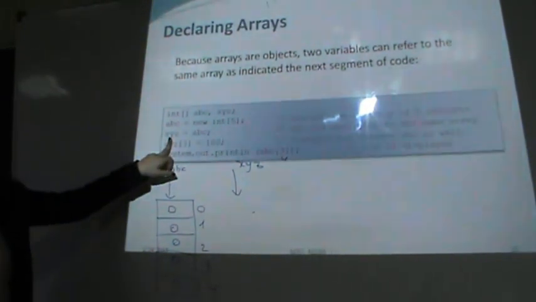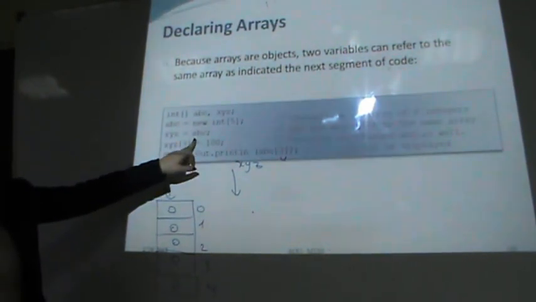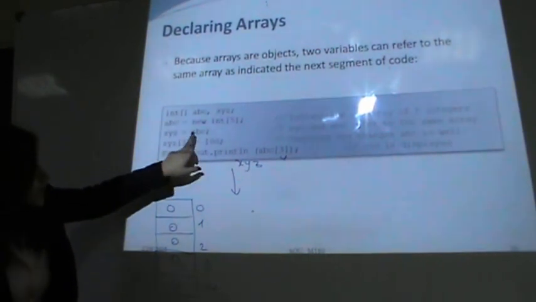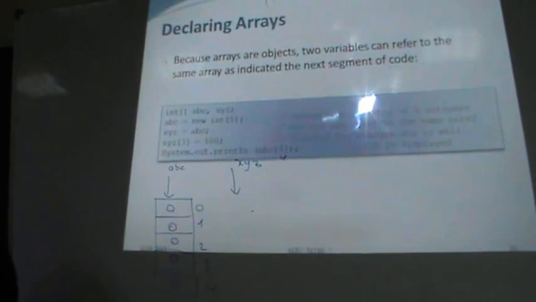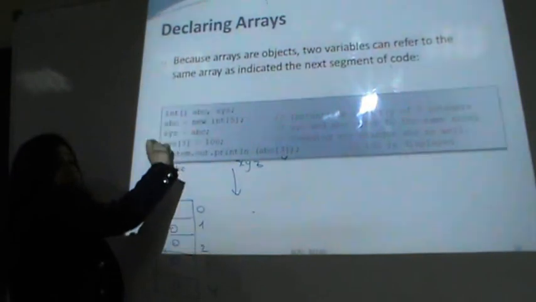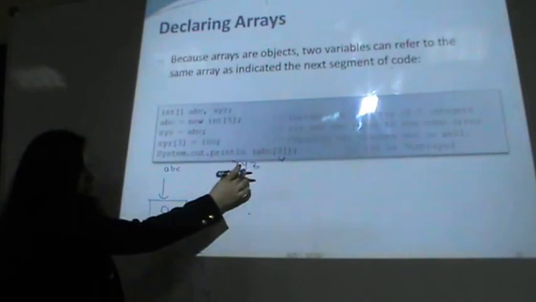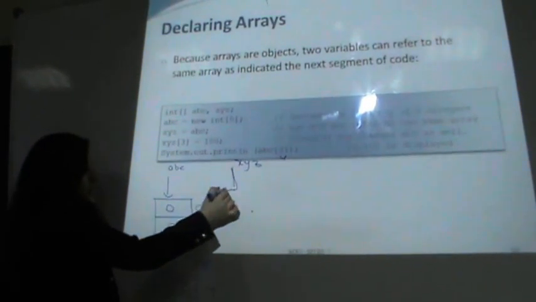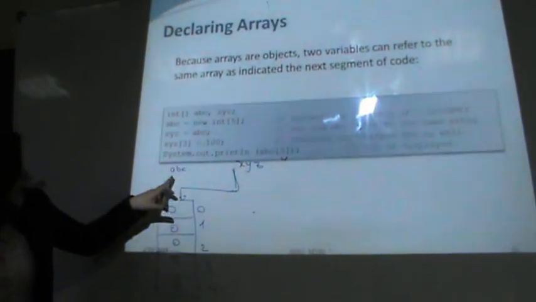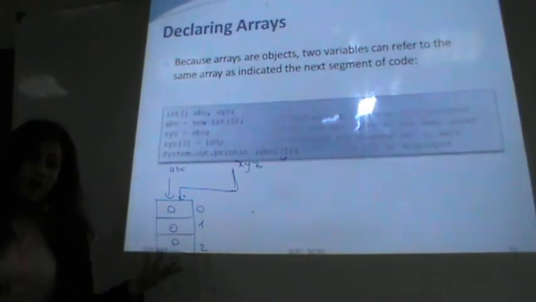Then what do we put? XYZ equals ABC. What does this mean? This means that XYZ and ABC refer to the same array. Okay? ABC and XYZ refer to the same array that ABC referred to, which means that XYZ will refer to ABC. Then XYZ and ABC are referring to the same array of elements.